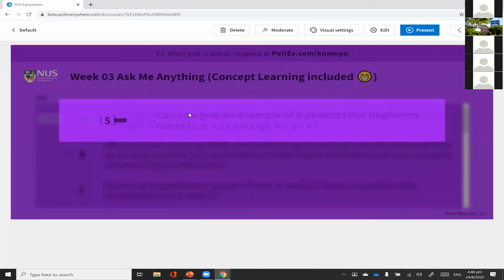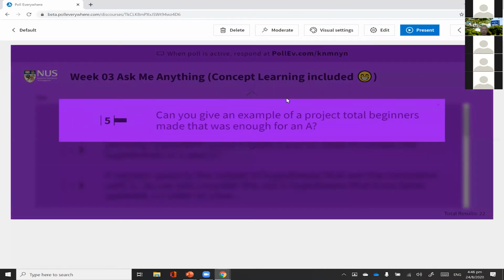Okay, can I give you an example of a project that total beginners made that is enough for an A? I really appreciate this question because it's very important. It's not important to do any type of fancy machine learning or use deep learning. It's just that a lot of our students tend to like those topics. This is why in our poll we've shown these categories. You can very much do a simple machine learning project, as long as you're illustrating the understanding of the machine learning concepts that we are discussing.